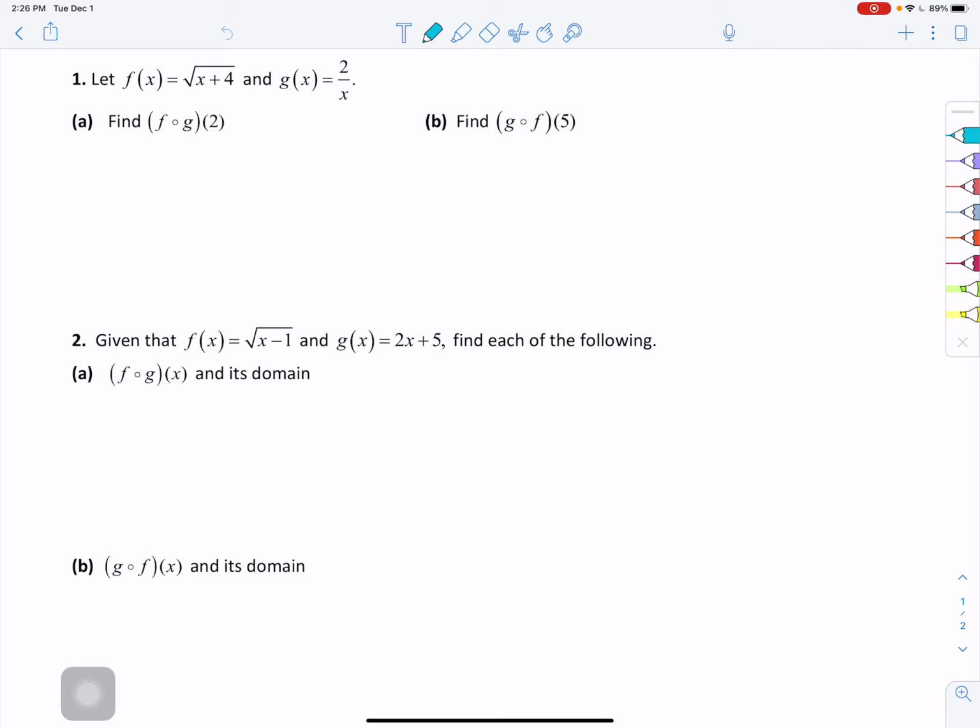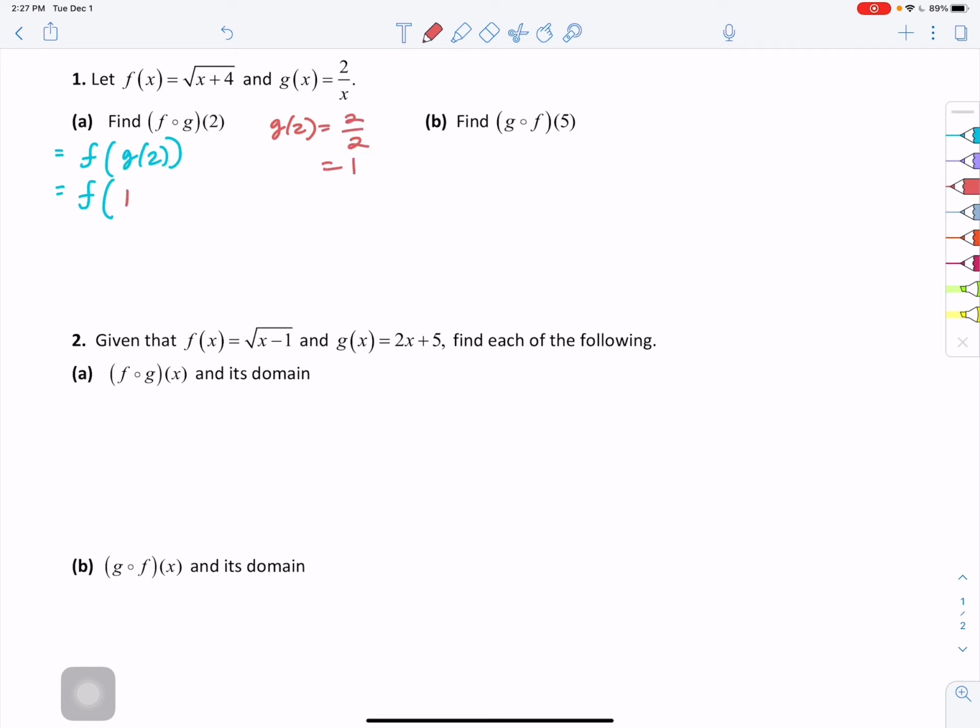Let's begin with f composed with g of 2. By definition, that is f of g of 2. So we always write this f on the outside, and on the inside we're going to find g of 2. Now I'm going to go somewhere else on my paper and find g of 2. And g of 2 is 2 over 2, which is 1.